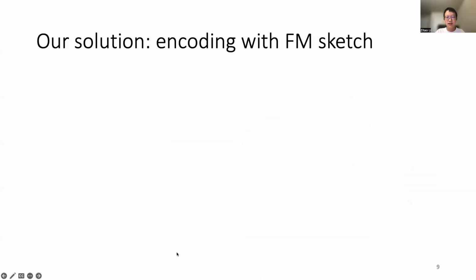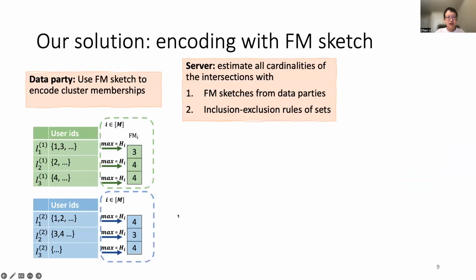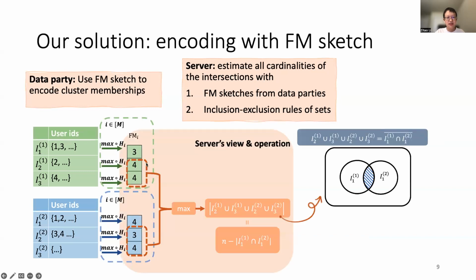With all these good properties, we apply FM sketch to our problem. We let each data party generate an FM sketch for each of the membership clusters. This process repeats m times with m different hash functions. Then the FM sketches are shared with the server. The server will calculate the cardinality with the FM sketches and use the inclusion-exclusion law to calculate the final intersection cardinality. The computation details can be found in our paper.